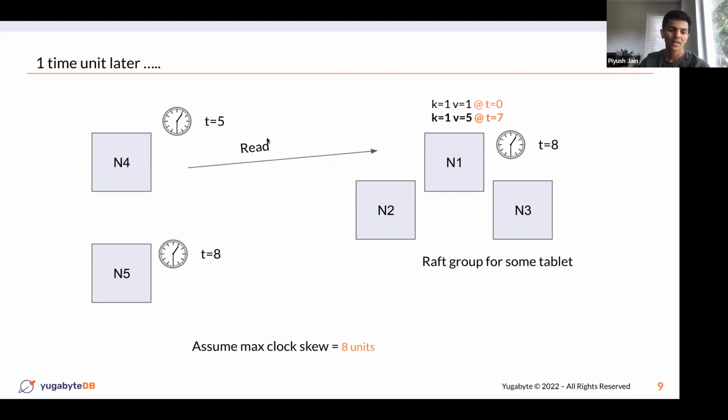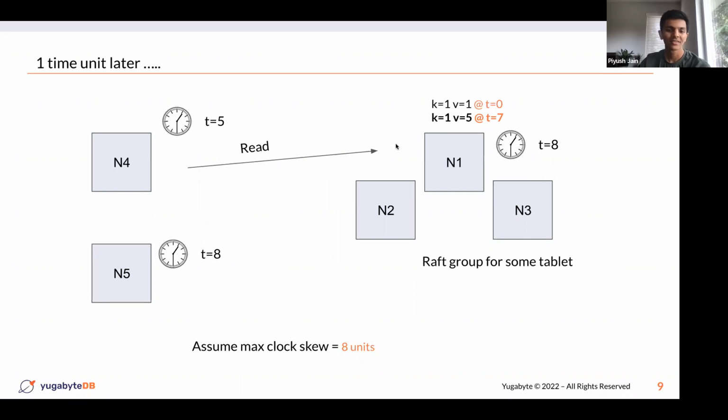But now there could be a flip side wherein it could be that all clocks are in sync, luckily, and you really don't want to read this row. That is, your transaction could have started long ago, and this is really a new entry. You're not supposed to read this. This is not part of your snapshot. So there's this flip side as well.